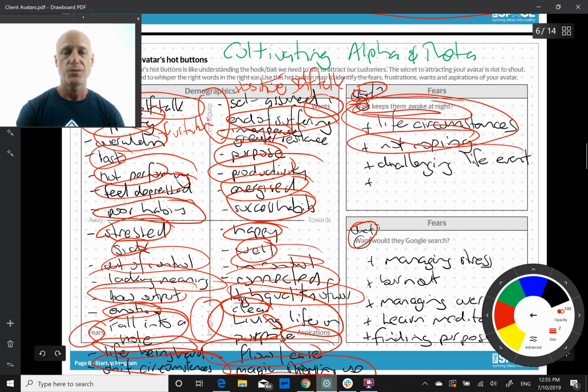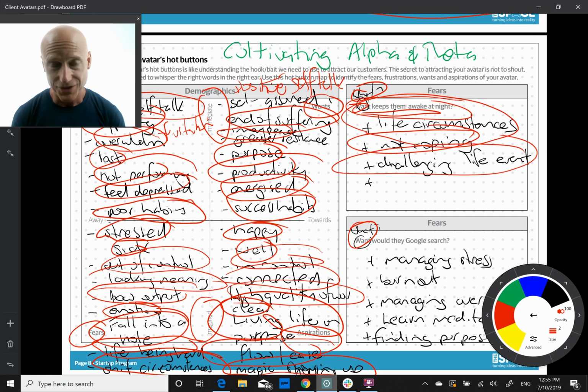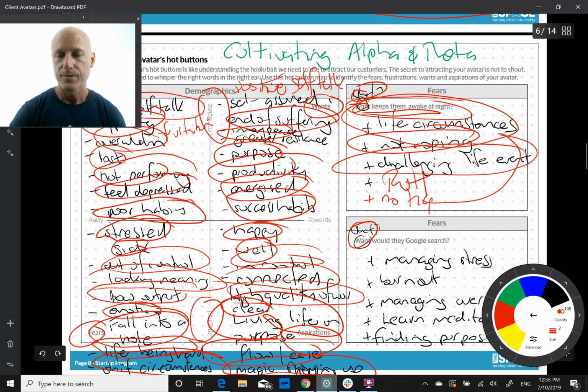Life circumstances. They're not coping. They're challenging. Maybe they had a challenging life event. Maybe they're stuck in a rut. Maybe they're just not happy with their life circumstance. Yeah, that's what I read up there. Not happy, and they don't know what to do about it.